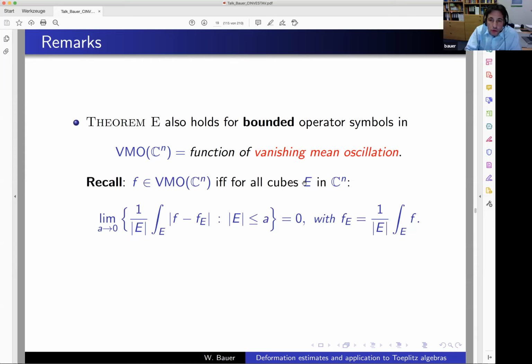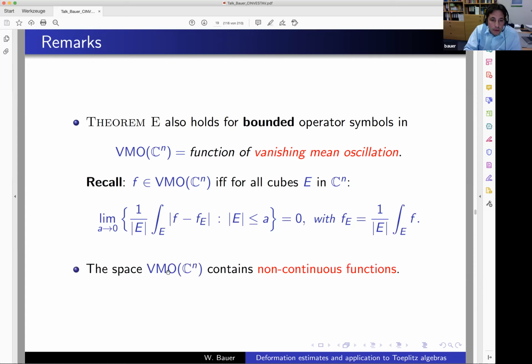If you look at cubes E in Cn, and you take a function, then you can look at the average of the function over the cube, which is this quantity here, 1 over the volume of the cube, and then you integrate the function over the cube. And that gives you f_E. This is a constant. And then if you look at 1 over volume of E, integral over f minus this constant, absolute value, and you let the cube go to 0, the volume go to 0, and if that goes to 0, then the function is said to be in VMO(Cn). So this is a notion by Sarason.